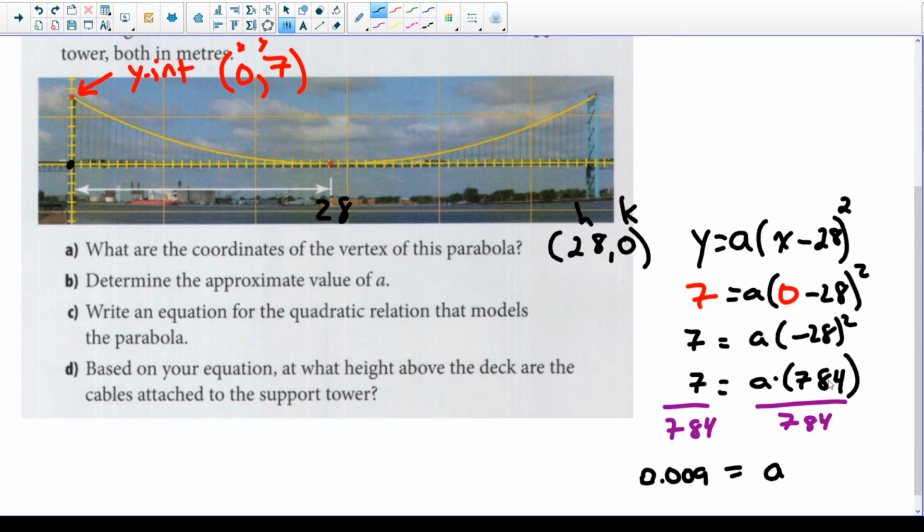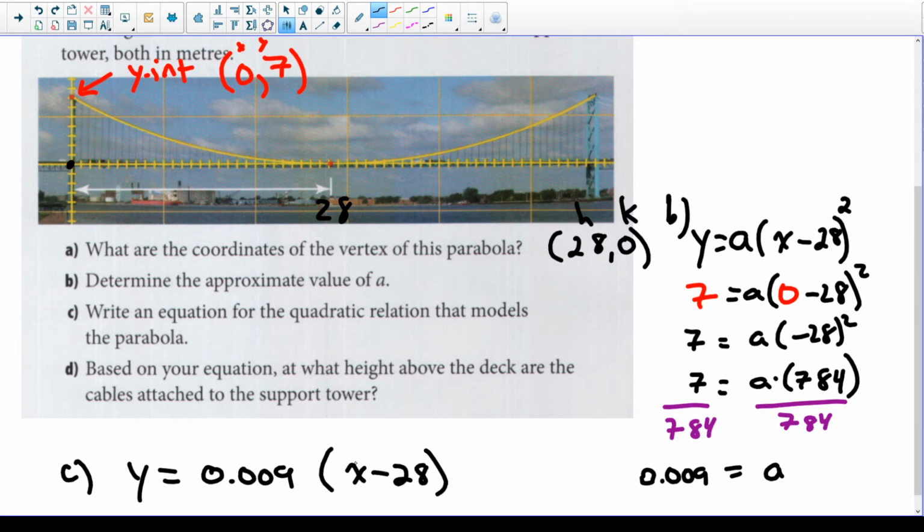And that was b in the equation. Now C says write an equation for the quadratic relation that models the parabola. Well, now that we know our h and k and our a value, we know that the equation that models this would be 0.009 times (x minus 28). Now I went back to x instead of using 0 here because our final equation should have y's and x's in it, to the power of 2.